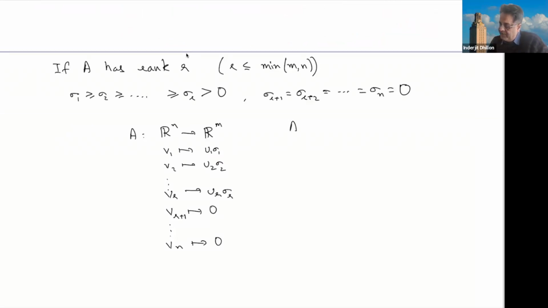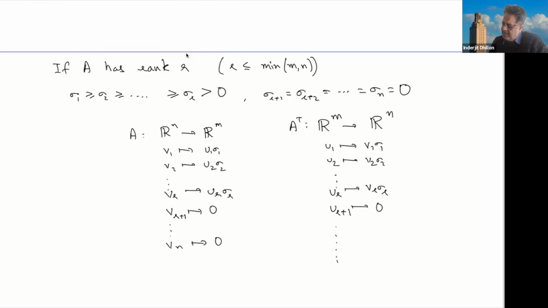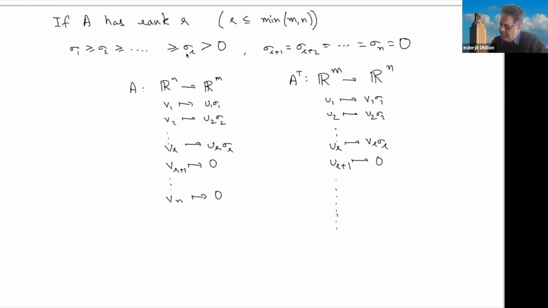And then we have A transpose, which maps Rm to Rn. And I have that U1 is mapped to V1 sigma 1. U2 is mapped to V2 sigma 2. Ur is mapped to Vr sigma r. And then Ur plus 1 is mapped to 0. And we are assuming that m is greater than or equal to n for now. So Ur plus 1 through Um is mapped to 0.